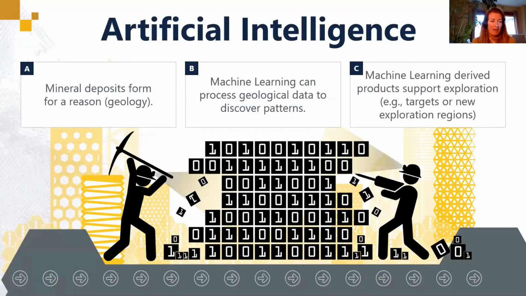So the first three caveats of artificial intelligence in mineral exploration are that mineral deposits form for a reason, and that reason is related to geology, that machine learning can process geological data to discover patterns, and that machine learning derived products support exploration. So they support finding targets or looking at new exploration regions. So here we have our example of data mining. We have these guys and they're mining this data. And at Goldspot, we try and bridge the enormous gap between traditional geoscience and artificial intelligence. So we combine geologists and data scientists together, and we create hybrids like geodata scientists, like I just mentioned.